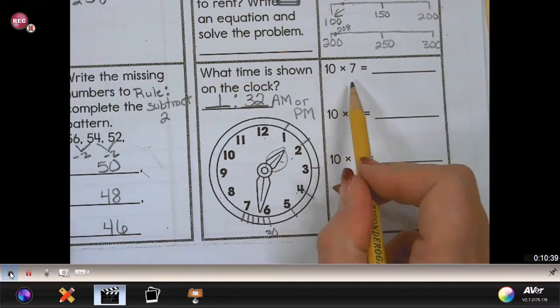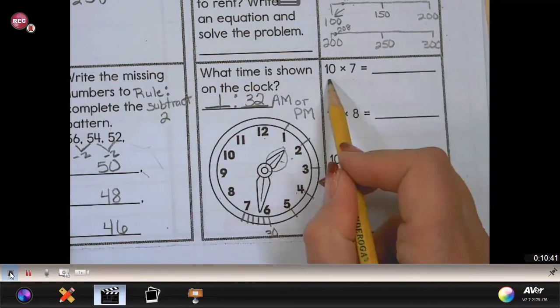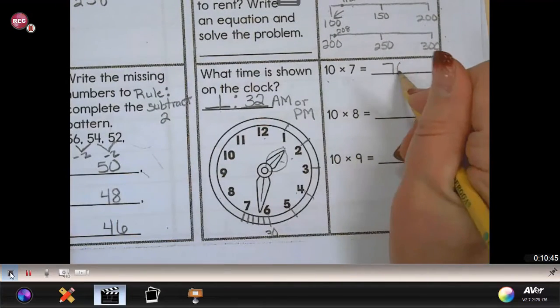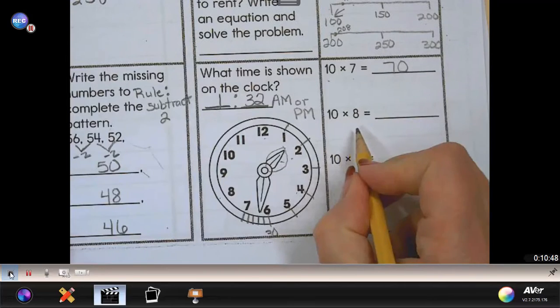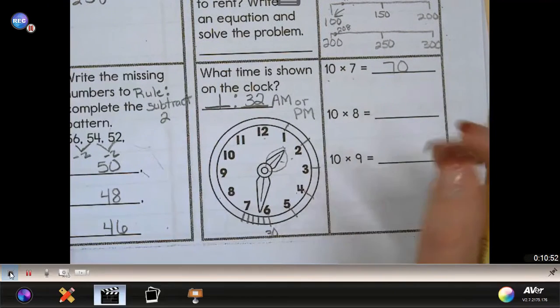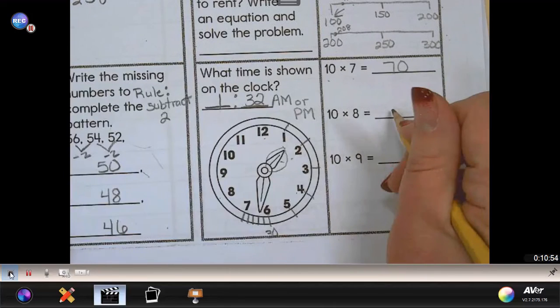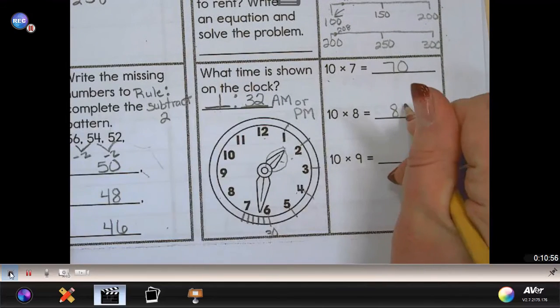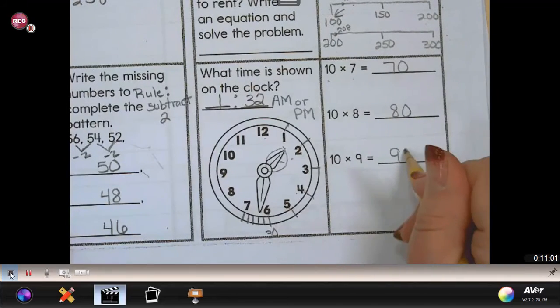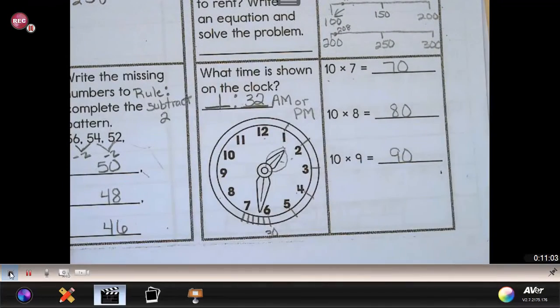We know how to count by tens. 7 groups of 10 or 10 groups of 7 is going to be 70. 10 groups of 8, or we can use the commutative property and switch these factors, and we know that 10 times 8 is 80, and 10 times 9 is going to be 90, because if we count 9 groups of 10 or 10 groups of 9, we would have 90 as our product.